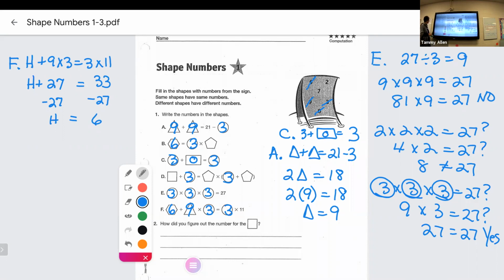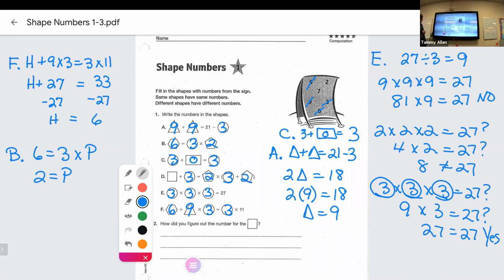Okay. Where will we go next? B. B says 6 equals 3 times the pentagon. Ooh, what's the pentagon worth then? 2, because 3 times 2 is 6. Okay. So the pentagon equals 2. That's one of our basic facts. So everywhere we have a pentagon, we fill in a 2.